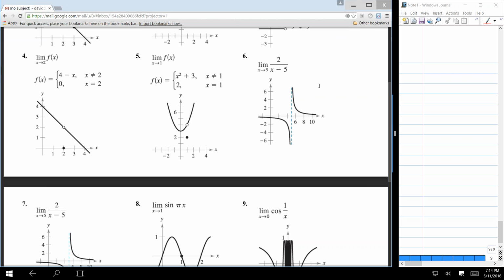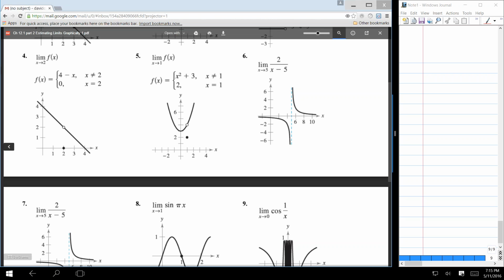Number 6. As we approach 5, what's the limit? It's on the asymptote. What is it from the left? Negative infinity. What is it from the right? Infinity. So the limit does not exist. And in fact, I cannot think of a situation where you have a discontinuity here that would exist. In other words, discontinuities almost always mean that the limit at this number does not exist.